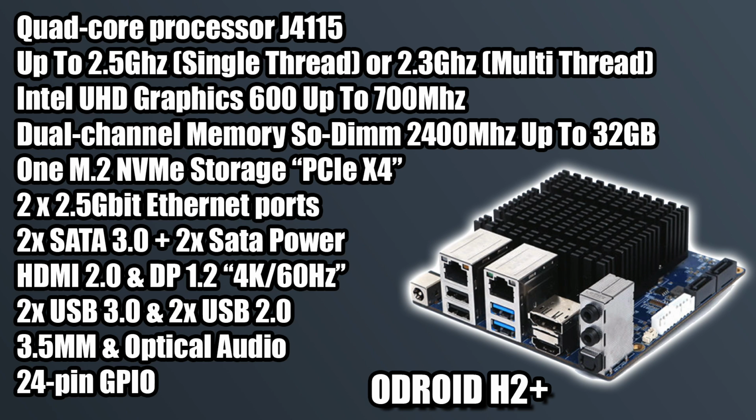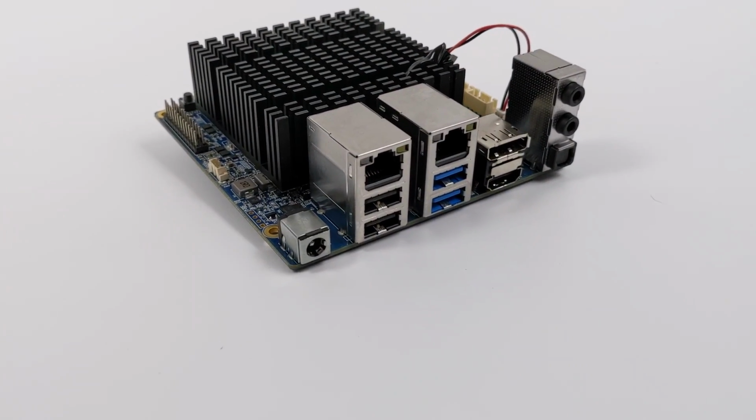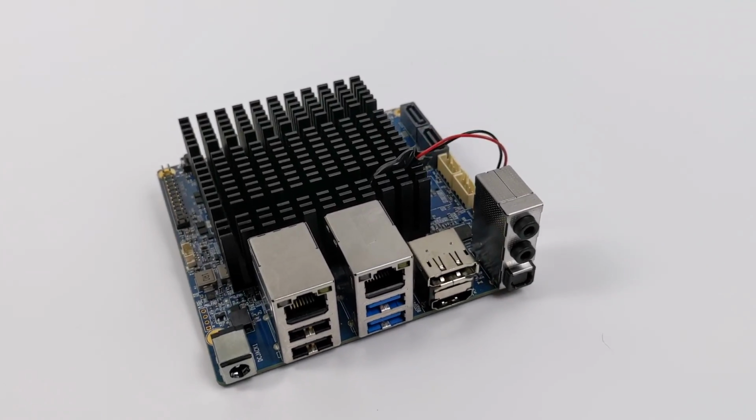Dual 2.5 gigabit Ethernet ports, two SATA 3.0 ports, HDMI 2.0, and DisplayPort 1.2. They'll both do 4K 60Hz out. Two USB 3.0 ports, two USB 2.0 ports, a 3.5mm audio jack, plus we have an optical audio out, and a 24-pin expansion port, also known as GPIO pins. And you may have noticed I didn't mention anything about Wi-Fi and Bluetooth, and that's because it's not included with this board.